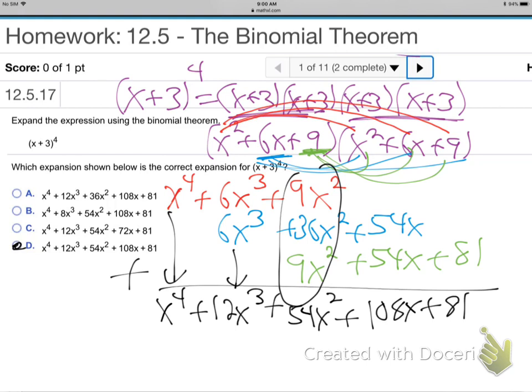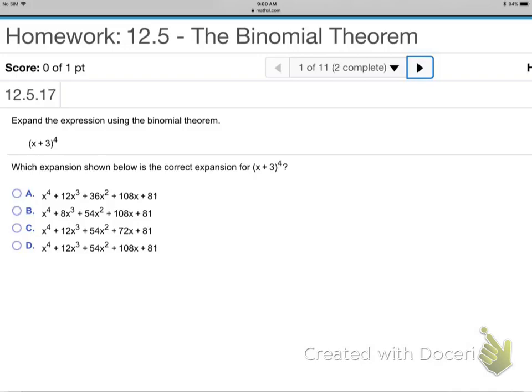The binomial theorem will jump right to the final terms, right straight to the answer. So let's redo it with the binomial theorem. How does the binomial theorem work? Well, what you do, you've got the two different things. We've got the x and the plus 3, to the fourth power.